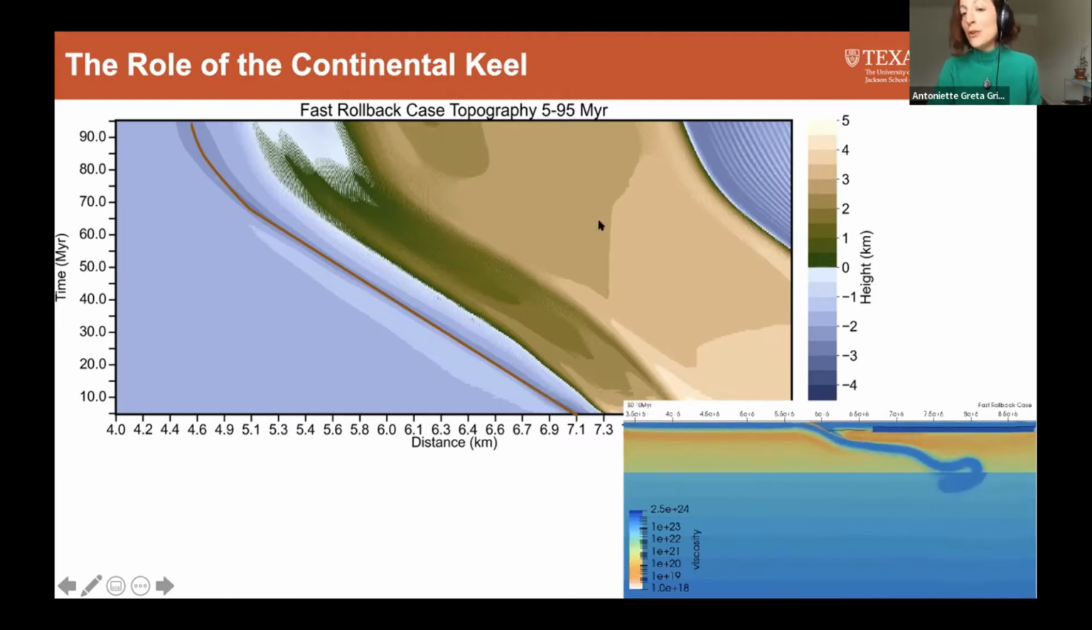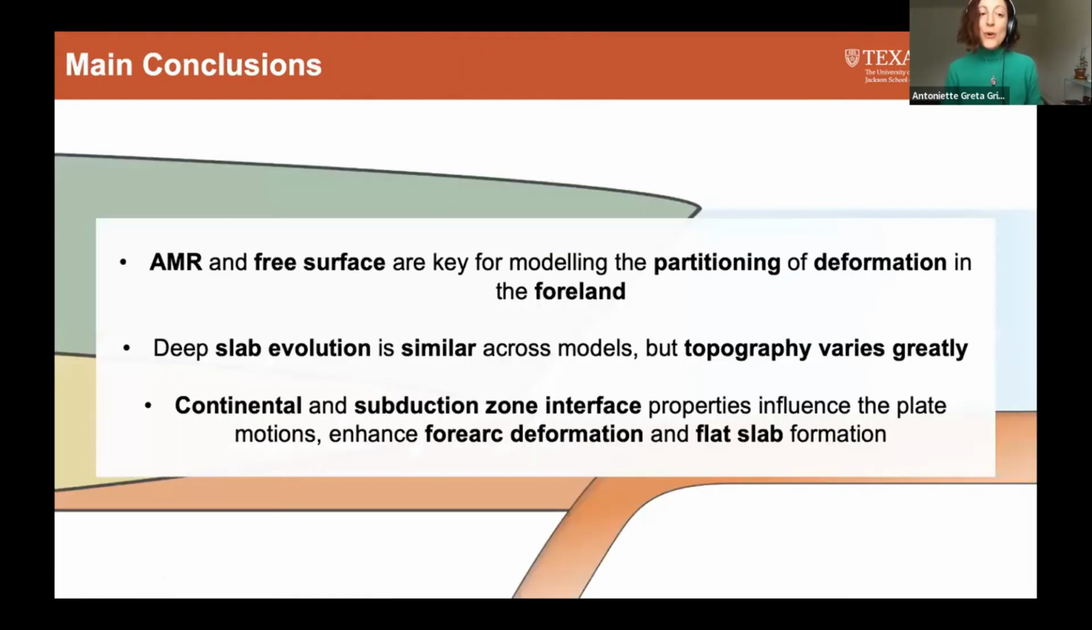And this then in turn encourages this high amount of deformation, both within the foreland region, but also on the overall continental overriding plate. So in conclusion, we need to have a really well-resolved free surface if we want to understand how plate velocities are being partitioned in a subduction zone, and to what extent this affects the deformation in the foreland.